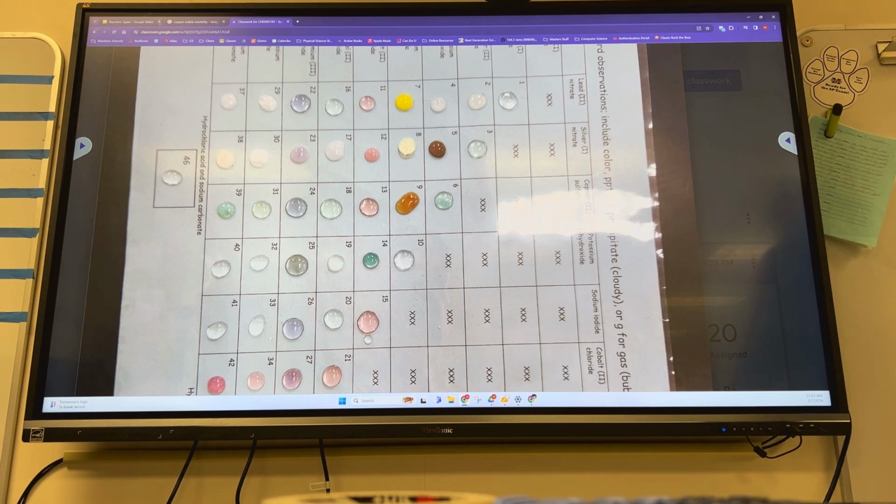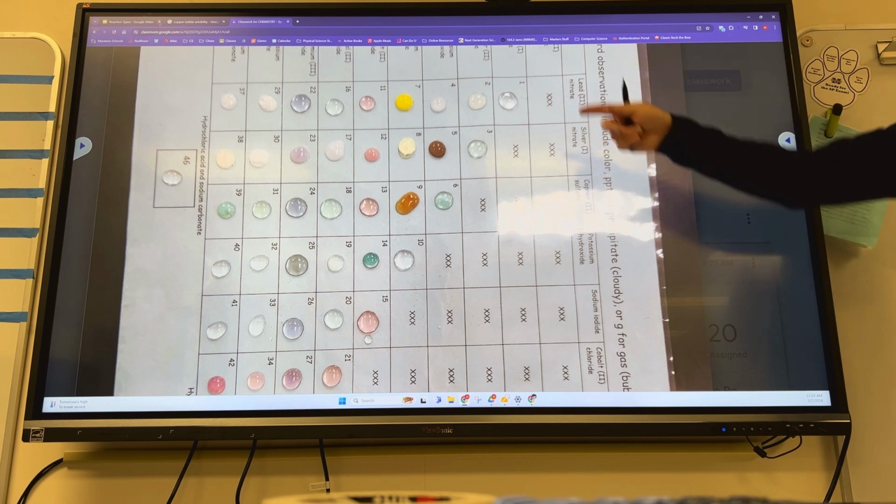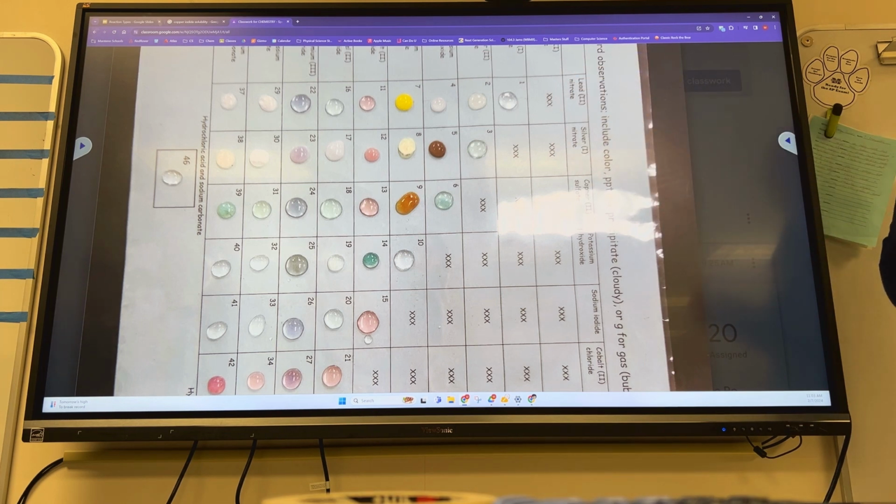So in your write-up, you're going to be writing the reactions for a bunch of these that happened. And you're going to use the coordinate system on here to figure out what two compounds you mix together and then do the end part.